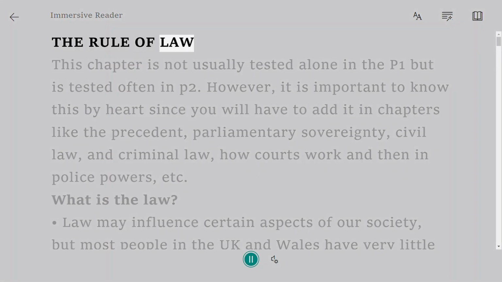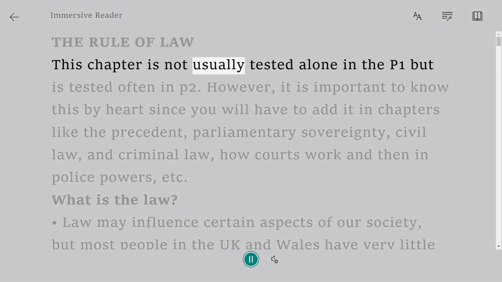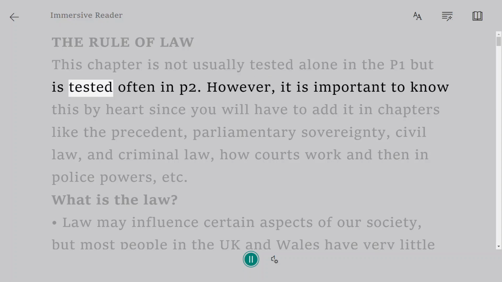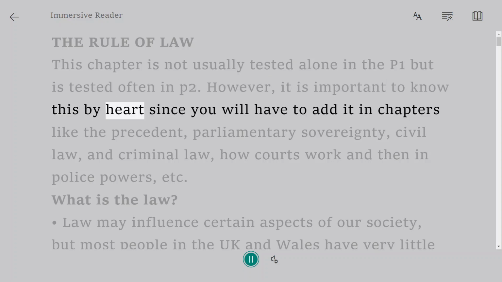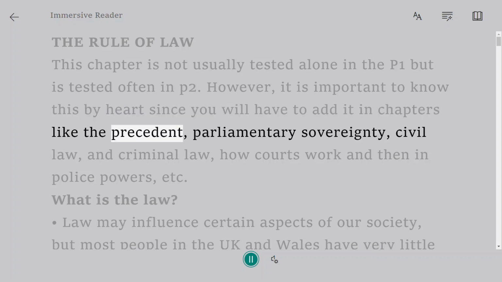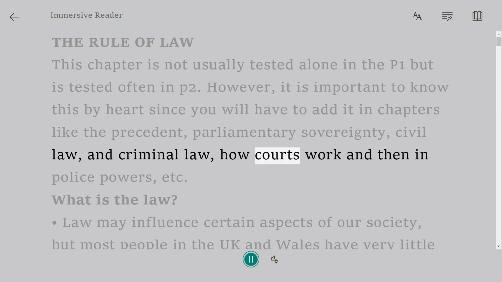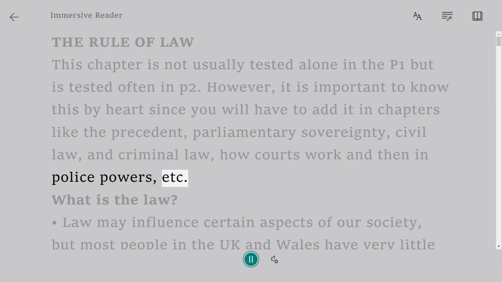The rule of law. This chapter is not usually tested alone in the P1 but is tested often in P2. However, it is important to know this by heart since you will have to add it in chapters like precedent, parliamentary sovereignty, civil law, and criminal law, how courts work, and then in police powers, etc.